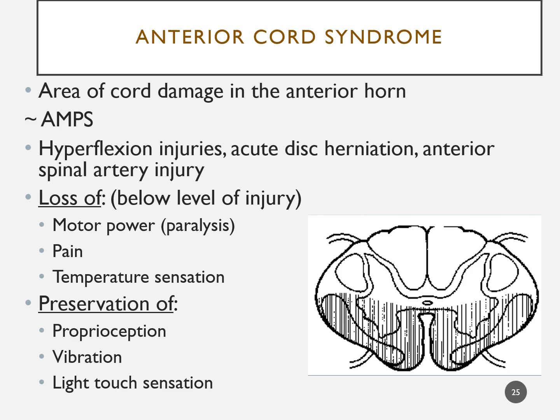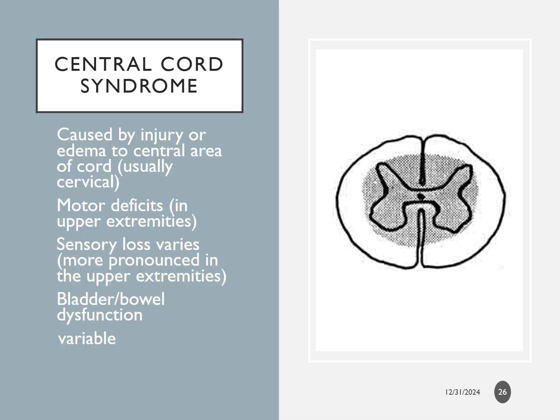So the patient will exhibit here below the level, wherever the cord is injured, below that level, they're going to have motor paralysis, remember, anterior motor. They'll also have loss of pain and loss of temperature sensation. But the posterior portion of the cord may be preserved. So they'll still have that proprioception we talked about. Remember where your body is in space. They'll have the sensation of vibration, and they may have some light touch sensation.